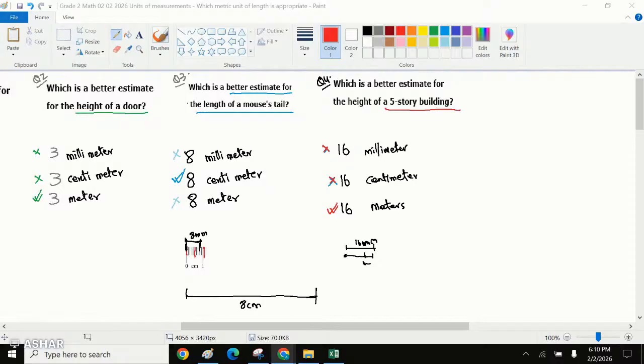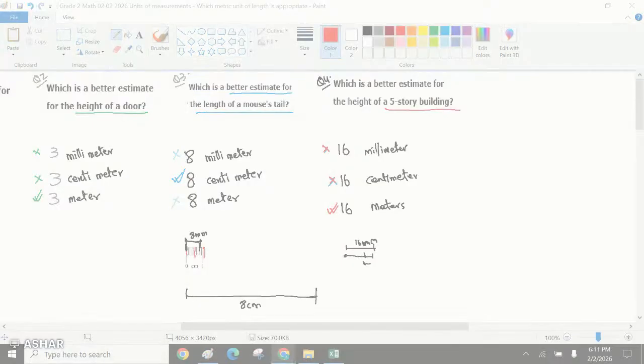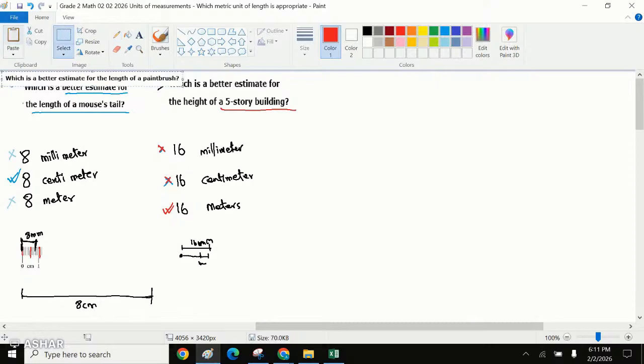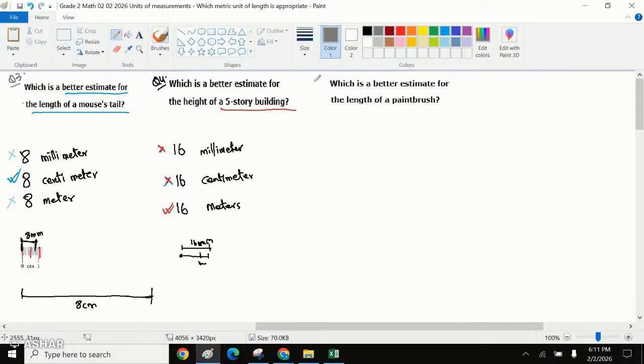What we are doing over here is we are trying to find the most accurate estimate if ever we think of a paintbrush or a toothbrush, right? So we know what the length is. It cannot be meters. The toothbrush cannot be longer than us, right? Or it cannot be very small so that we are not able to use it, right? So the next question says, what is the better estimate for the length of a paintbrush? We know that we can hold a paintbrush. It's very similar to a toothbrush, right?